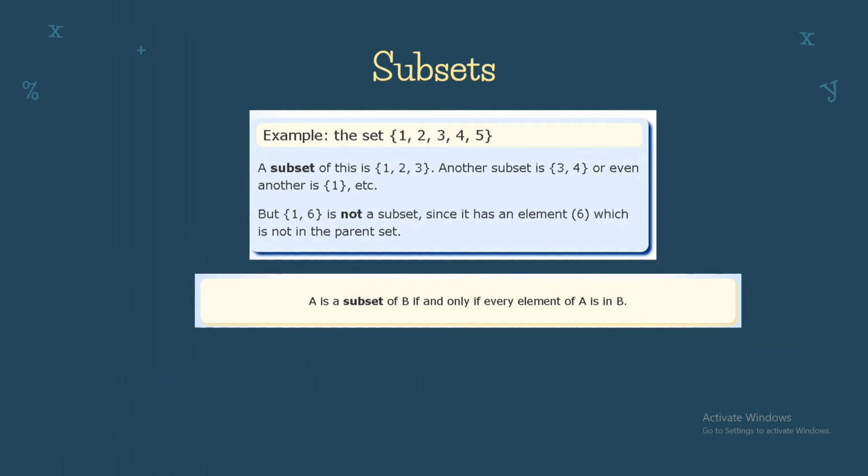When we define a set, if we take pieces of that set, we can form what is called a subset. Sa example natin, we have set 1, 2, 3, 4, 5. So, yung subset niya will be 1, 2, 3. And then another subset is 3, 4, or even another is 1, or another set is 4, 5, another set is 1, 2, but one set of 1 and 6 is not a subset since it has an element 6 which is not in the parent set.